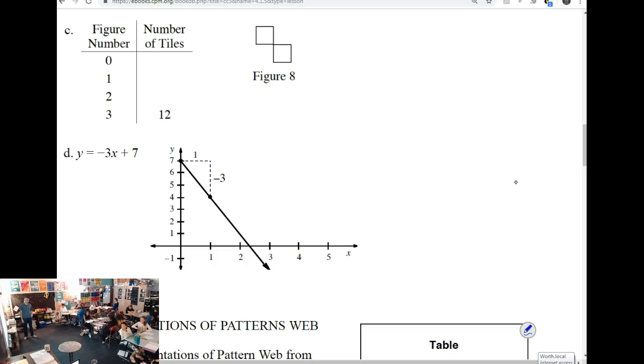See, we have a table for up to figure 3, and then we have figure 8. We're going to use the same skills that we did on the last one. Delta x, delta y. So I'm going to make sure I give you guys more time, and then if you're done with that one, do D.